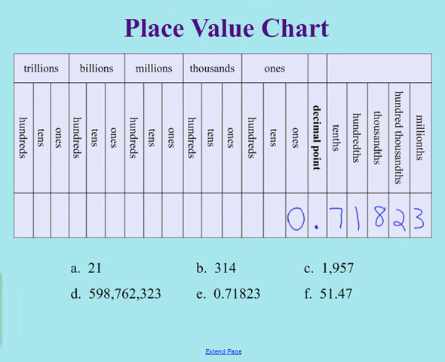Now, understanding the place value will allow us to read this number correctly. Instead of reading it as 0.71823, we would read this as 71,823 millionths. Because as you can see, the 3 is in the millionths place, the 2 is in the hundred thousandths place, the 8 in the thousandths place, the 1 in the hundredths place, and the 7 in the tenths place.